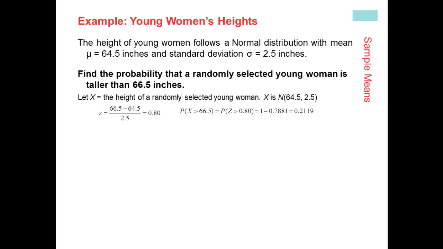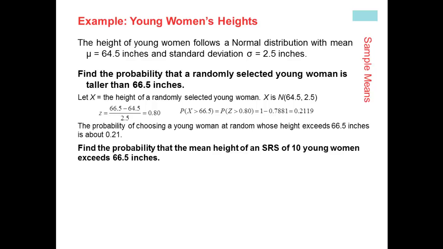Since the normal table works on the lower half of the distribution, I will take 1 minus the probability that z is less than 0.80, which would be 1 minus 0.7881, which gives me 0.2119. The probability of choosing one young woman at random whose height exceeds 66.5 inches is about 0.21, or 21%.